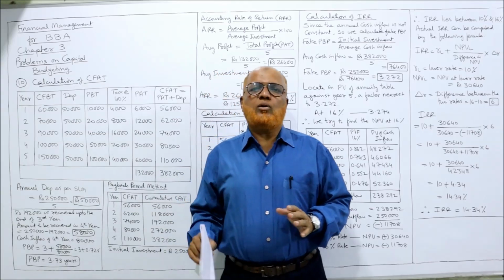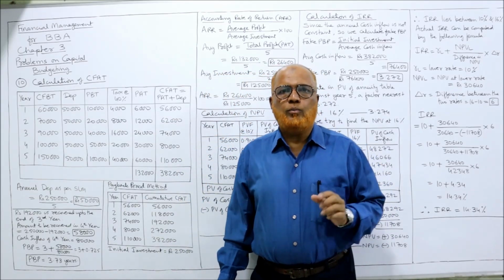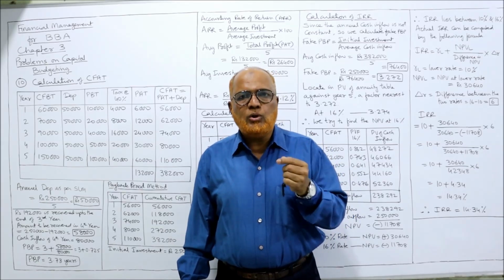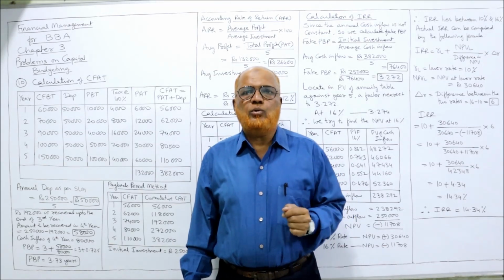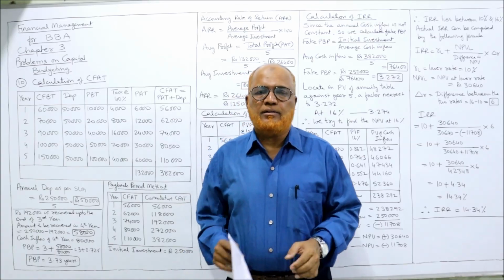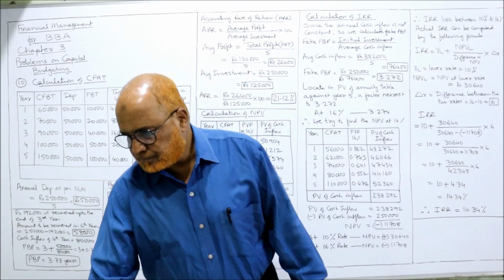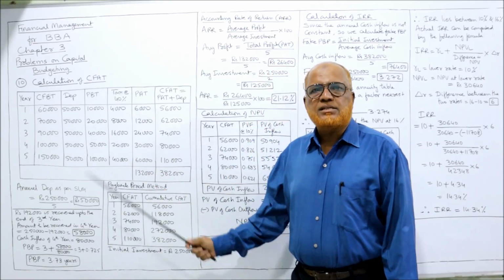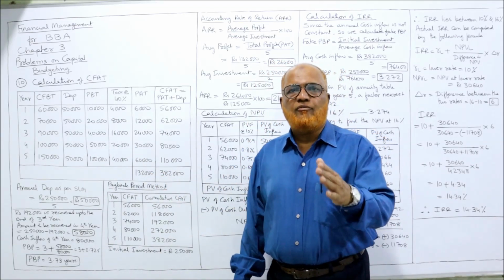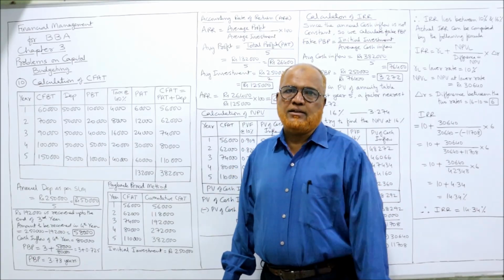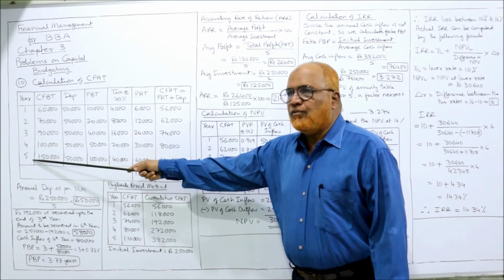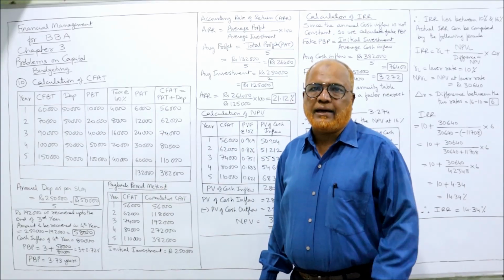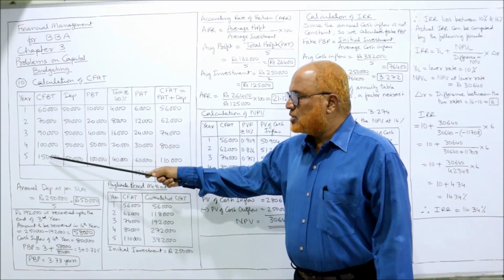While watching the video, I suggest always keep a notebook, calculator, pen ready. Whenever I explain something important, note it down. That will help you to understand and remember the technique. Now, first of all, calculation of CFAT. By preparing this table, we can convert CFBT into CFAT. First year 1, 2, 3, 4, 5, CFBT, cash flow before tax. So these are the values given.